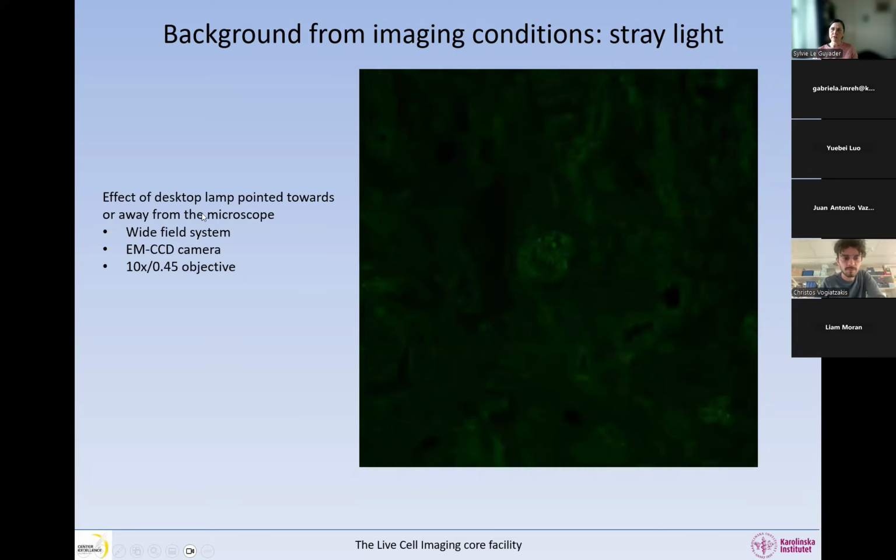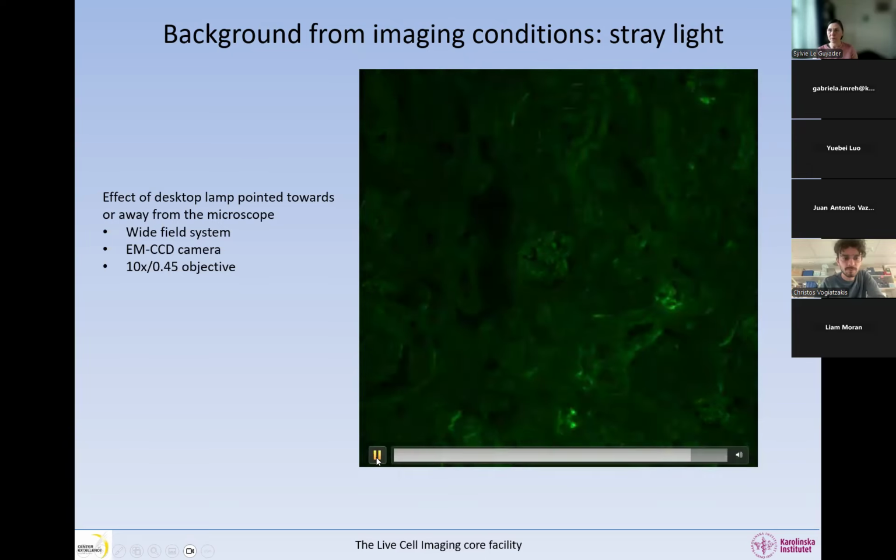This is the effect of a desktop lamp pointed towards and away from the microscope, with a very sensitive camera on a wide field system. On a point scanning confocal, or on any confocal, it's very unlikely that you will see this effect because we block all the light that does not come from the focal plane. The light that we're shining around is really not on the focal plane, so we will block most of it. But on a wide field system, and especially if you have a sensitive camera, you may see this type of thing just from stray light. So it means it's light from the room.